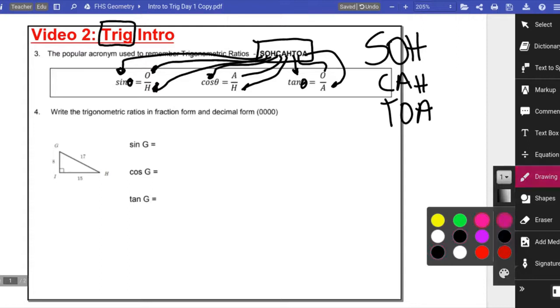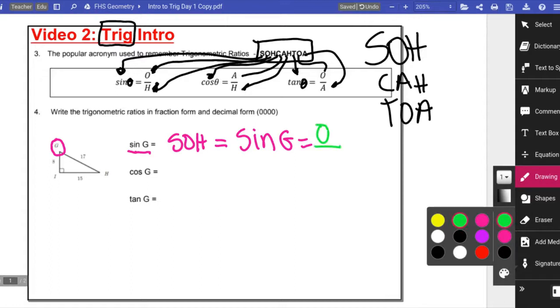All right, let's put that into practice. Here we go. So they want me to do sine of G. Where is G? G is right here. I'm talking about this angle. All right, so sine, so there's SOH. Okay, so what does that mean? That means sine of whatever angle, which is G, will be opposite over hypotenuse.